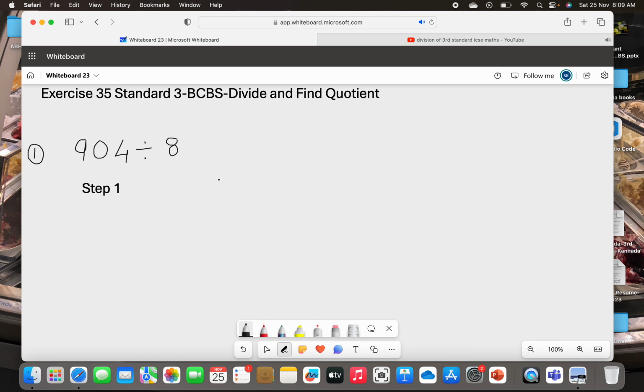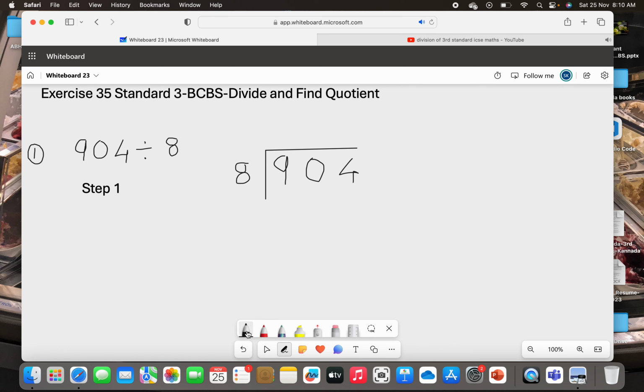The first step is just write down 904 divided by 8. Okay, I'm sure everyone knows 8 tables. If not, please mug it up. Okay, 8 times 1 is 8. So yeah, before we jump in, 8 times 1s, right?